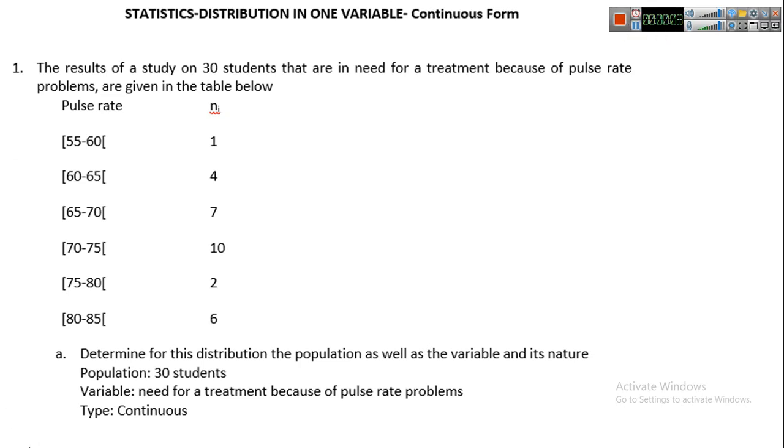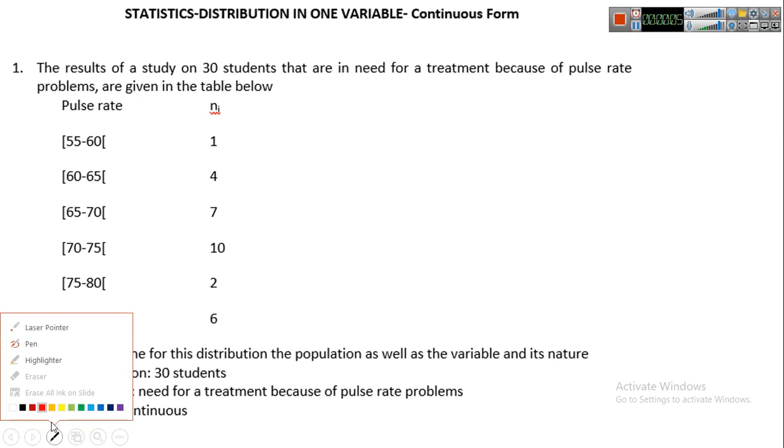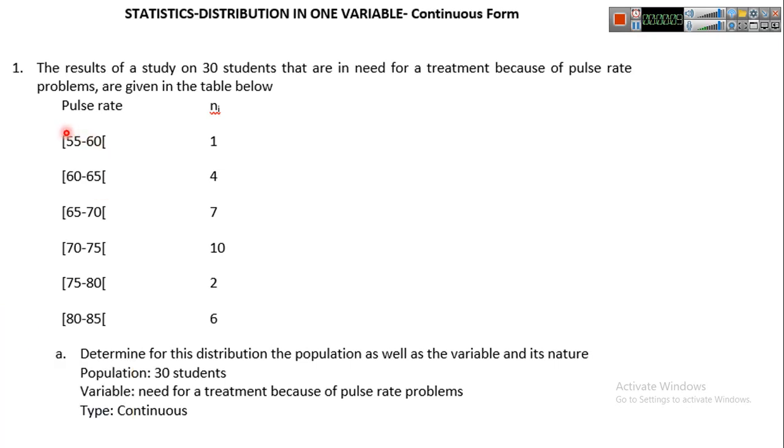The second video, students, is about the continuous. Continuous data is not given as individual numbers as we had before; it is given in intervals. We know that we have one between 55 and 60. Here you have 30 students who need treatment because of pulse rate problems. So I have one student between 55 and 60, but do I know exactly what his pulse rate is? No, I only know it's in the interval of 55 to 60.